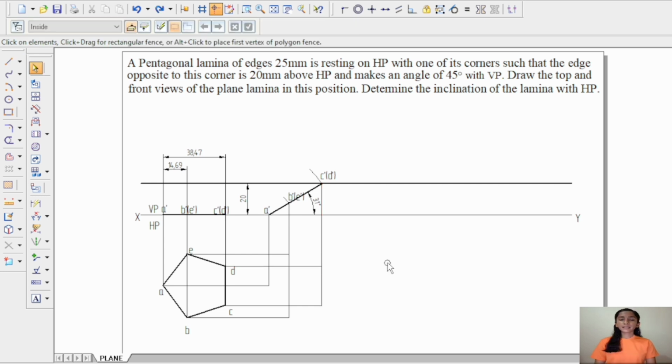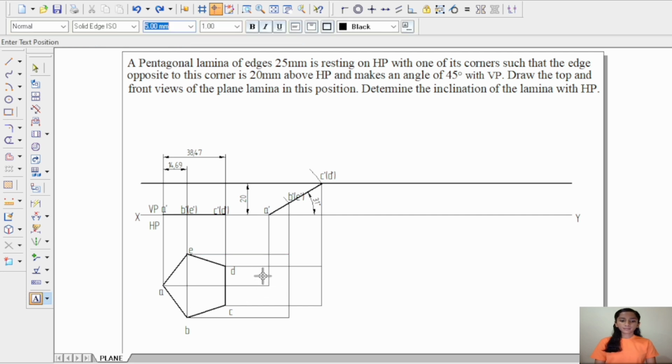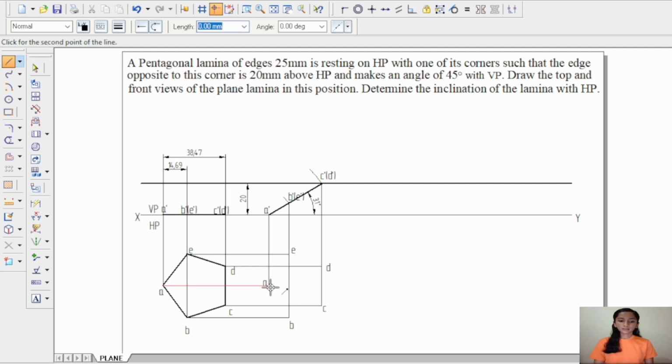Now using text command, let's name the intersection points. Select text command and this is our point A, B, C, D and this is E. Now to join these intersection points, we'll be using line command. So select line command of thickness 0.50 mm and join A to B, B to C and C to D, D to E and E to A.